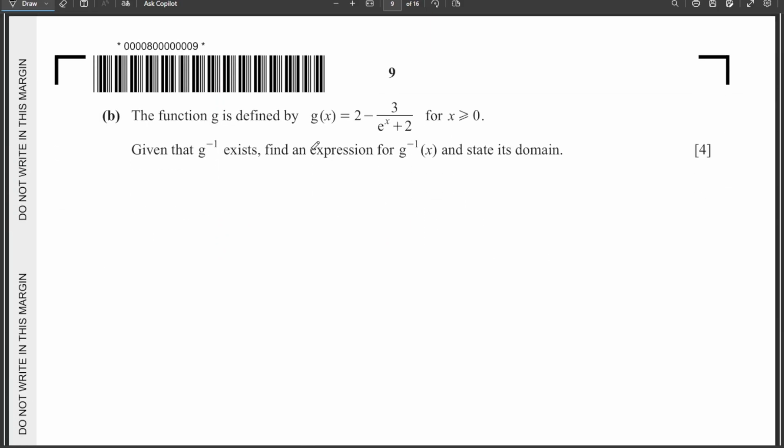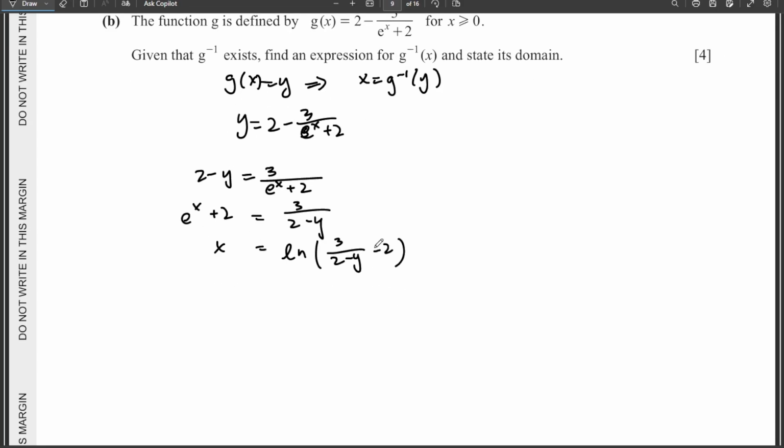Okay, so the function g is defined by this. Given that g inverse exists, find the expression for g inverse and state its domain. Okay, so we know that if we let g(x) equals y, then x will be g inverse of y. So let's do the rearranging first. Okay, so now we got until this point. Always remember your final answer should be presented as g inverse x equals a function in terms of x. So you just swap all the variables again.